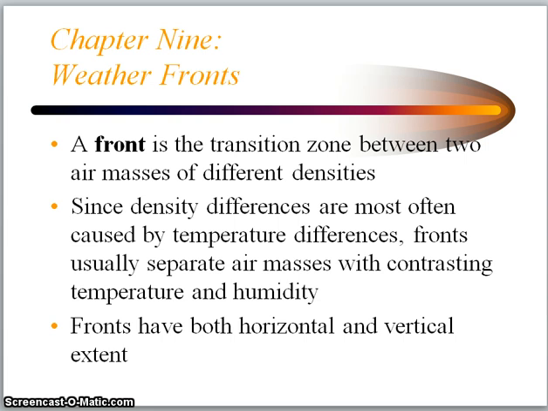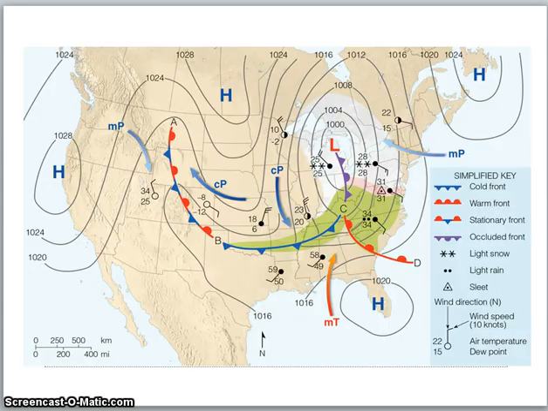A weather front or a front is a transition zone between two air masses of differing characteristics, differing densities. Now, since density differences in air masses are most often caused by temperature differences, fronts usually separate air masses with contrasting temperature and humidity. Fronts in the atmosphere have both horizontal and vertical extent, but we often show weather fronts on surface weather maps in two dimensions like this. So be aware that it's not just a two-dimensional thing, they have vertical as well as horizontal extent.